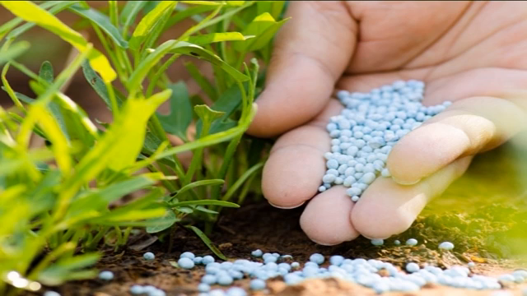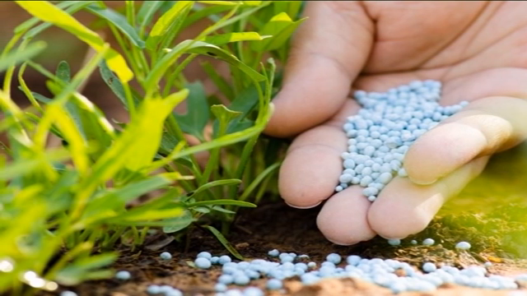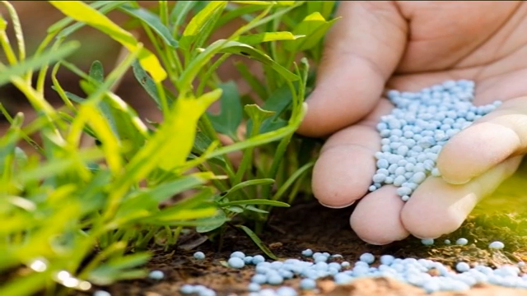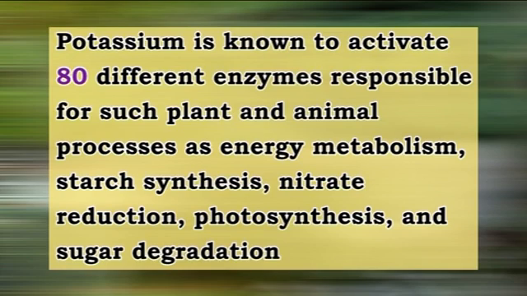Potassium. Of all the essential elements, potassium is the third most likely after nitrogen and phosphorus to limit plant productivity. For this reason, it is commonly applied to soil as fertilizers and is a component of most mixed fertilizers. Potassium is known to activate 80 different enzymes responsible for such plant and animal processes as energy metabolism, starch synthesis, nitrate reduction, photosynthesis and sugar degradation.